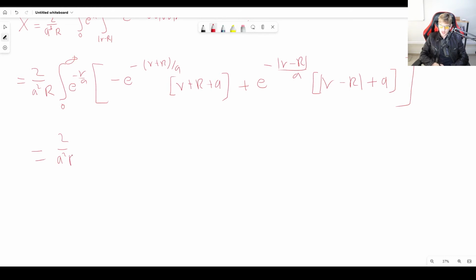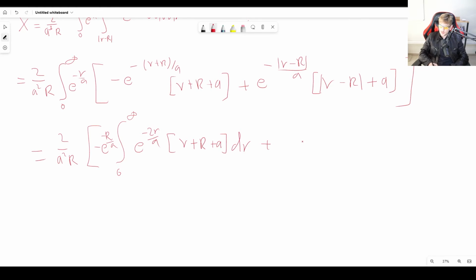We have to separate our integral in each of the limits, in each of the regions. So the first part doesn't have any issues at all, so we can simply leave it as it is. We can take out the minus sign, take out the exponent that has the big R, which is minus r over a, and we leave everything else inside. So e to the minus 2r over a times r plus big R plus a dr.